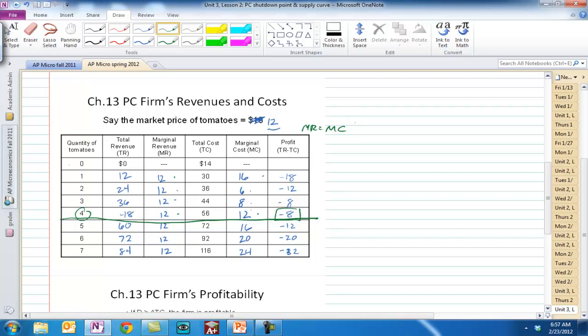The other thing we could say is that if we're losing less than our fixed cost, then we're covering some of our fixed costs. I think that's a helpful way to think about this. We're covering some of the fixed costs by producing. Even though we're losing money, we're covering some of our fixed costs, and we're better off in the short run continuing to produce than we would be shutting down, where we're going to end up losing more money.